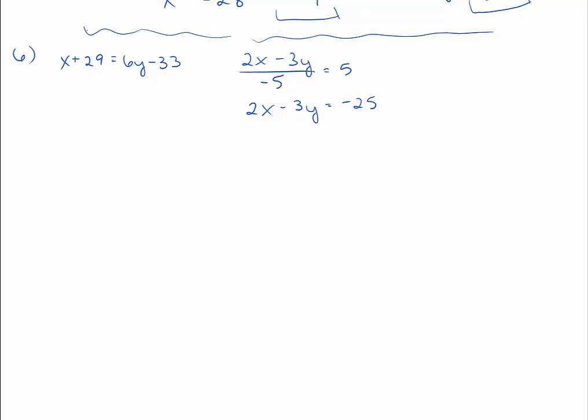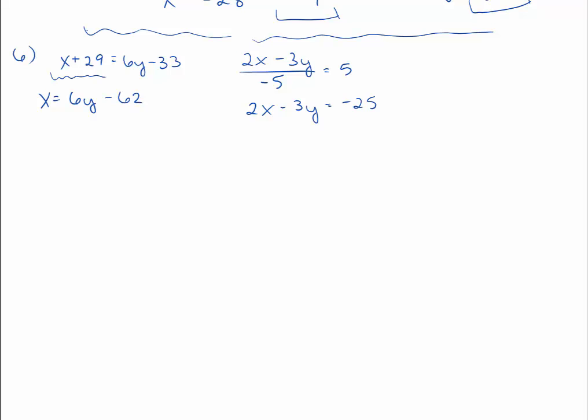And now I can choose to solve for whatever variable I want to. Again, I look for the variable with a coefficient of 1, which is over here. I have a 1x, so I'm going to do that. I just subtract 29 from each side, and I have x equals 6y, and then negative 33 minus 29, I get negative 62. So minus 62. And then, there you have it.